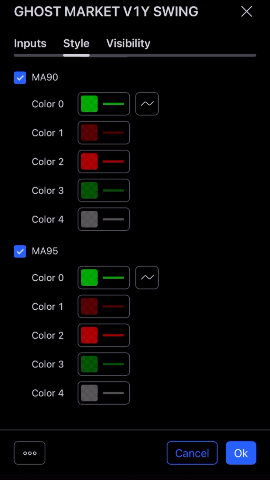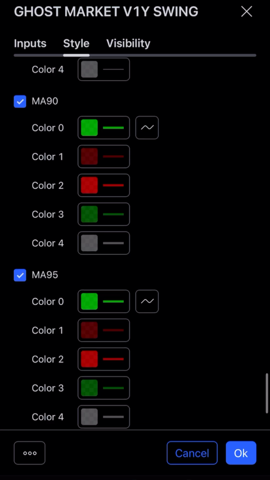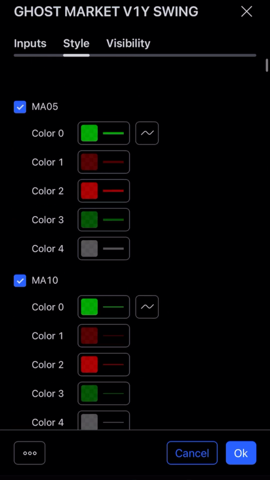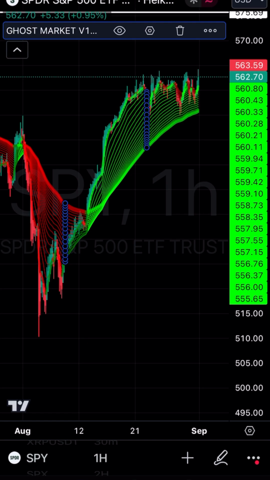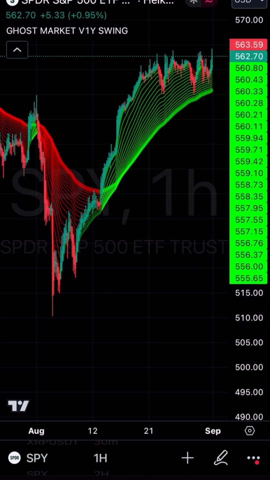What I would do with 90 and 95 is make those thicker in your options. I also think the 5 is pretty important too, so I would make that one thicker. But everything else, that's how you set it up. So whether or not you want Ghost Market Pro, those are the settings that you need. You will have to upgrade your TradingView account if you want to do this without Ghost Market Pro. So anyway, that's how you set it up.